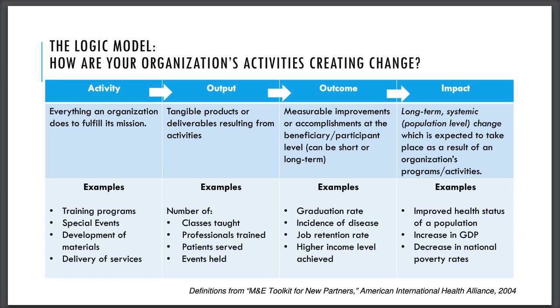And then finally, to the right of the table, you have impact. An impact is a long-term systemic, population-level change which is expected to take place as a result of an organization's programs and activities. An example of an impact would be improved health status of a population.